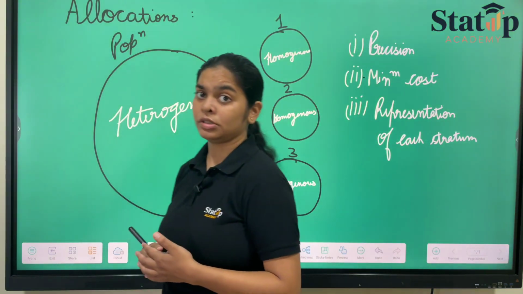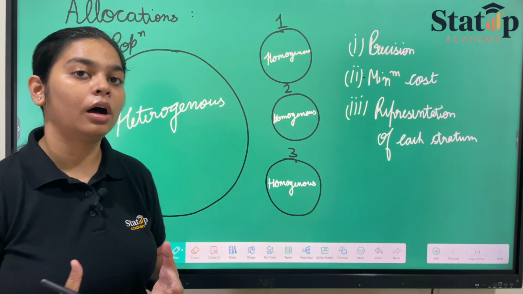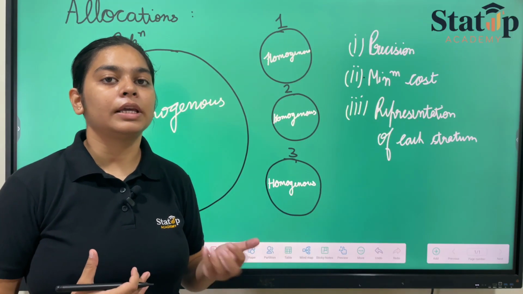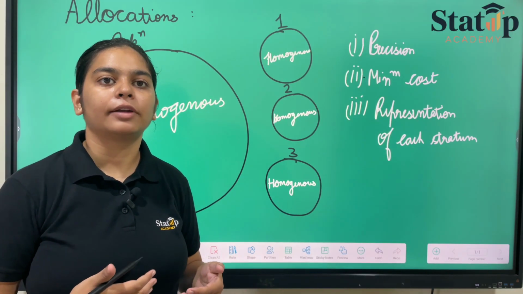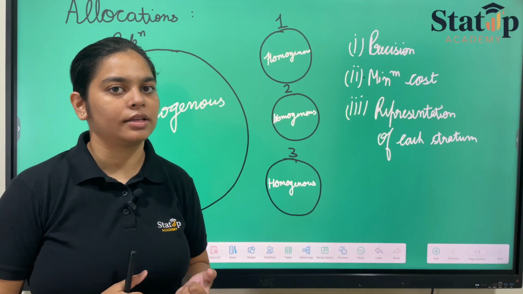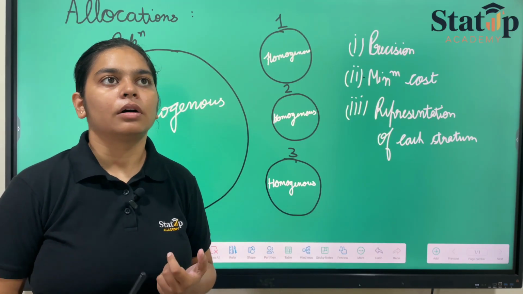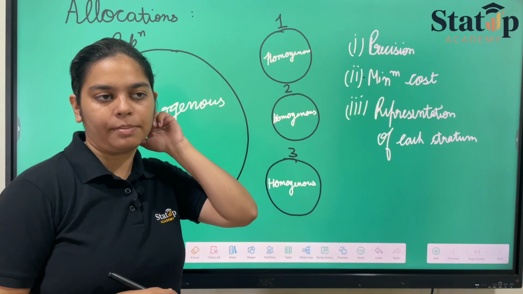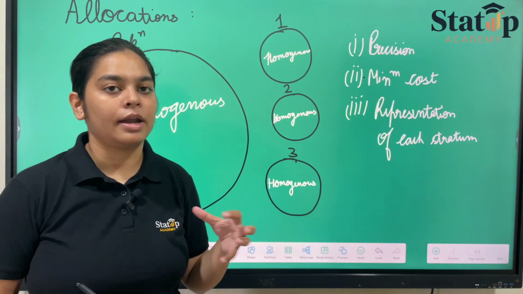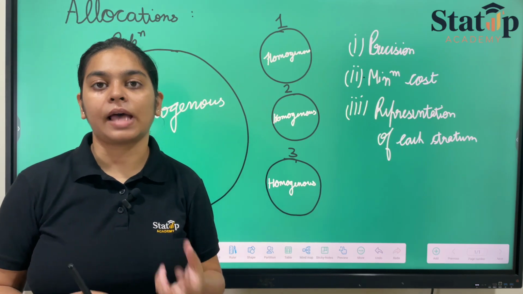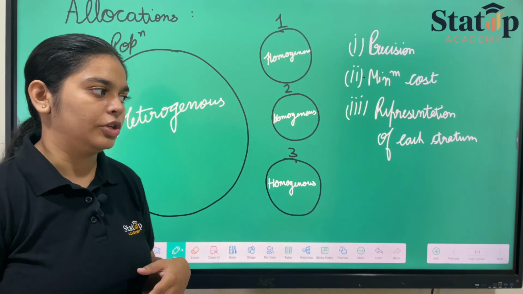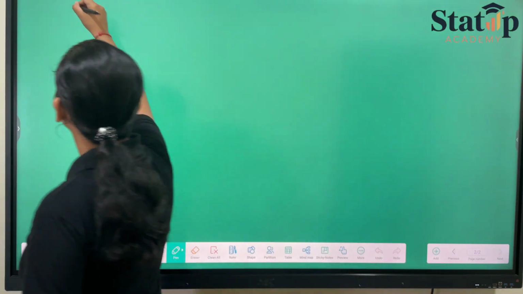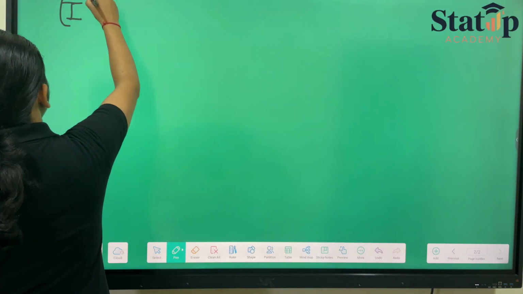Now, allocation is nothing but taking out units from each stratum with respect to some of the aspects, may it be size, may it be cost, may it be variability of the stratum. So, taking out those sample units and combining a sample from that. This is allocation. Now, there are four types of allocation. First one is simple equal allocation.